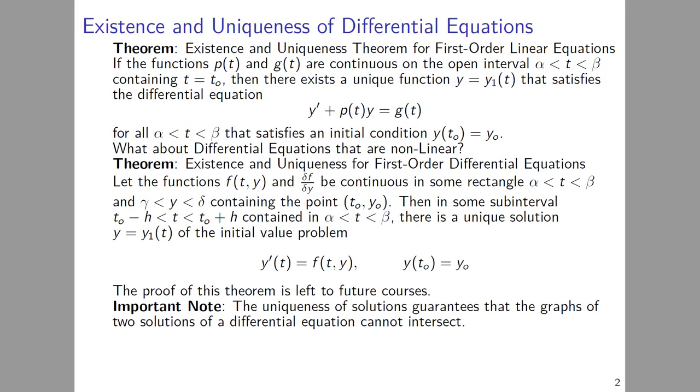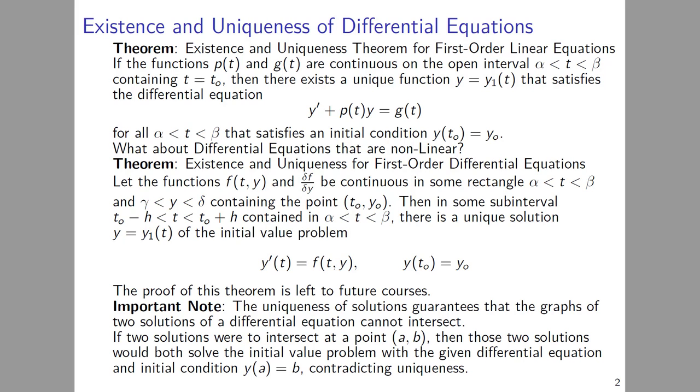An important graphical note that I would like to make about this theorem is that the uniqueness of solutions guarantees that the graphs of two solutions of differential equations cannot intersect. If two solutions were to intersect at a point a, b, then those two solutions would both solve the initial value problem with the given differential equation and initial condition y of a equals b, contradicting the uniqueness.